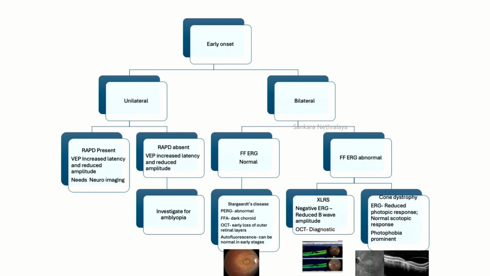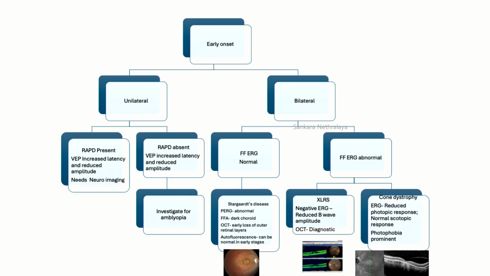Okay, if RAPD is absent and VEP has got some increased latency with or without reduced amplitudes, you investigate for possible amblyopia. So what are the causes of amblyopia? Somebody here? So you sort of generate a displacement so that they appreciate the diplopia since the scotoma is small and it goes outside the forward prism diopters, okay? Okay, so if RAPD is absent, you look for amblyopia.